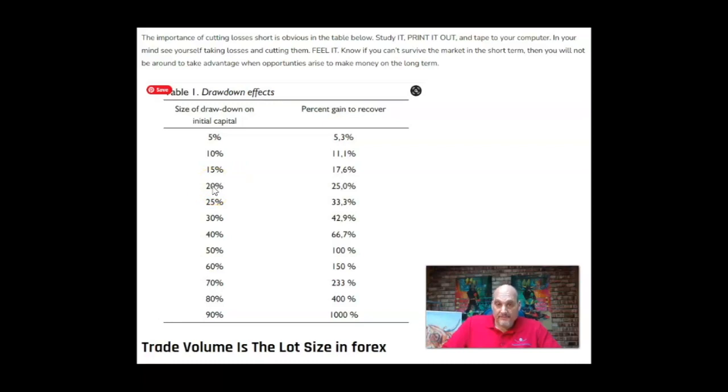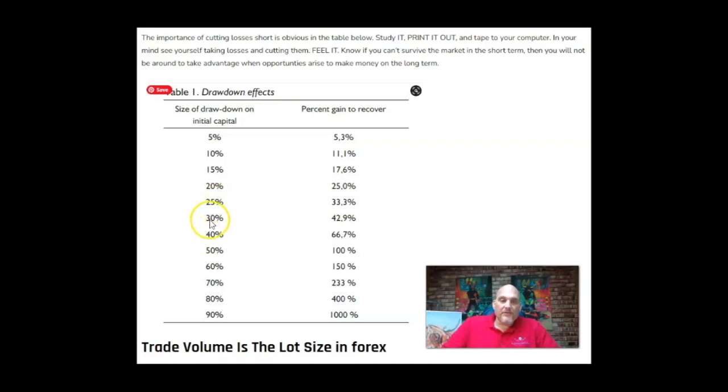If you have a 20% drawdown, you need 25% to recover. What you should actually be doing at that point is reevaluating exactly what's going on. Is the trading system breaking down? Is it something that's happening in my brain chemistry? Am I overriding my system? What can I do to get this back? You should stop trading at this point.